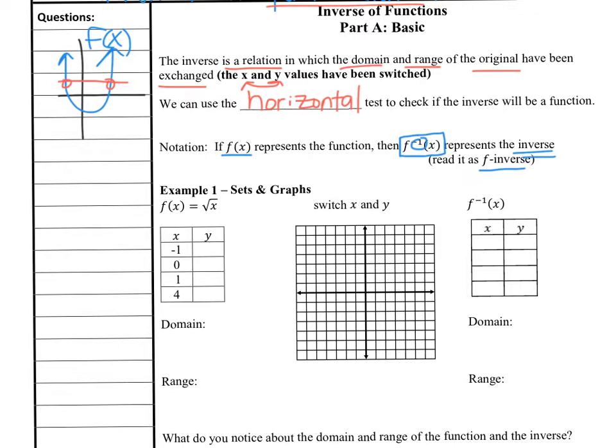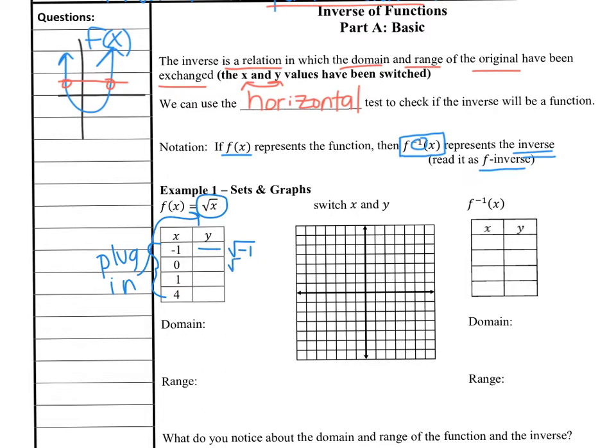So the original function for example 1 is f of x equals the square root of x. So we're going to take these 4 points here and plug them into the equation for x, and we're going to evaluate them. So the first one is when x is negative 1, when you plug it in, negative 1 square rooted you can't have. It's an imaginary number, so there is no output for that value.